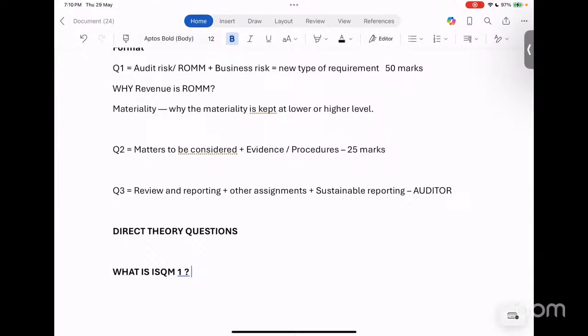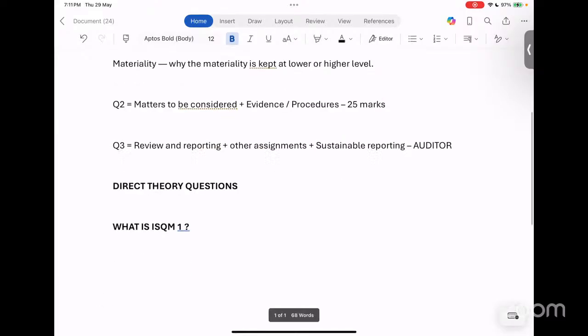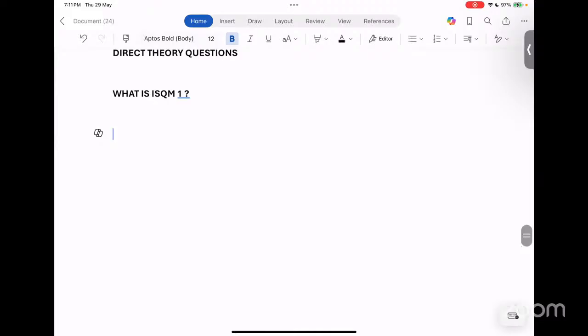There can also be a requirement in question number 2 or 3, where they ask you to comment on the quality of the audit or talk about professional issues. They are also somehow related to ISQM1 only. So ISQM1 is a standard which talks about how auditors should maintain the quality of their audit.